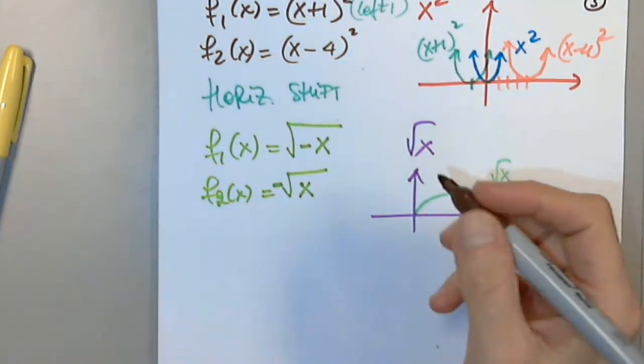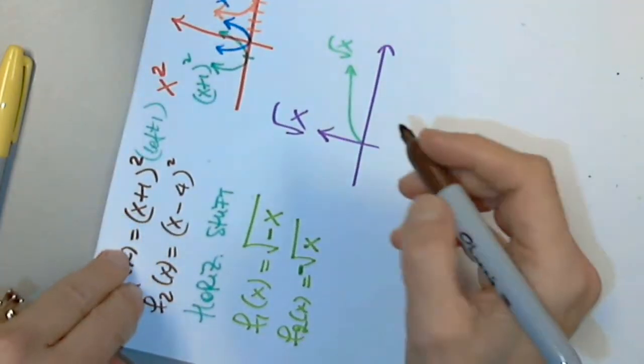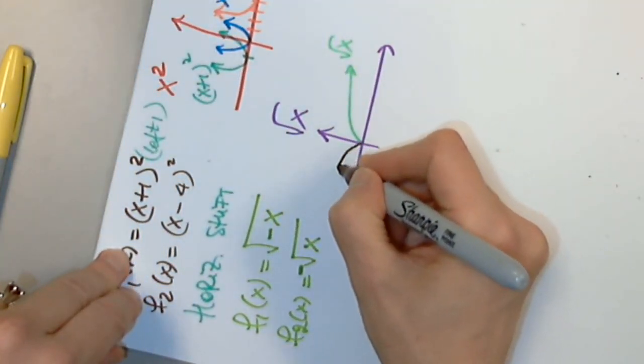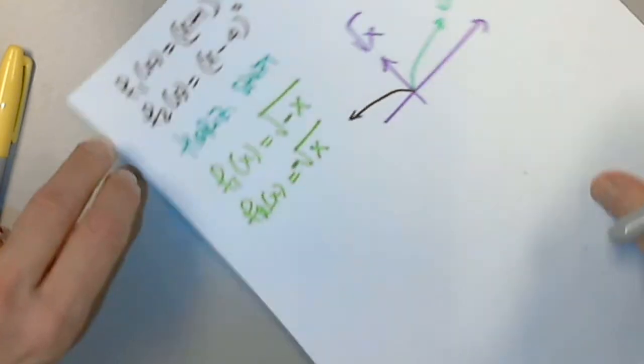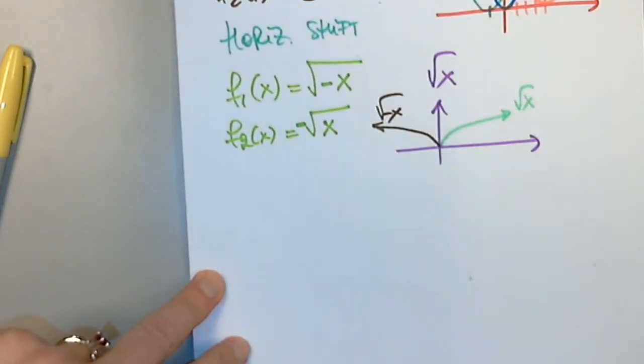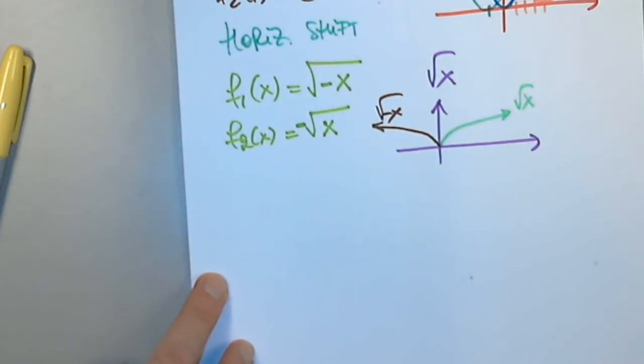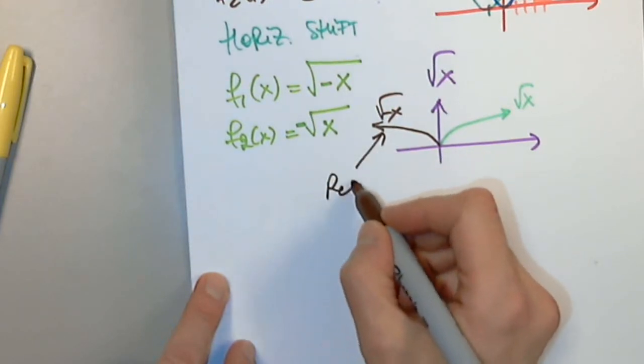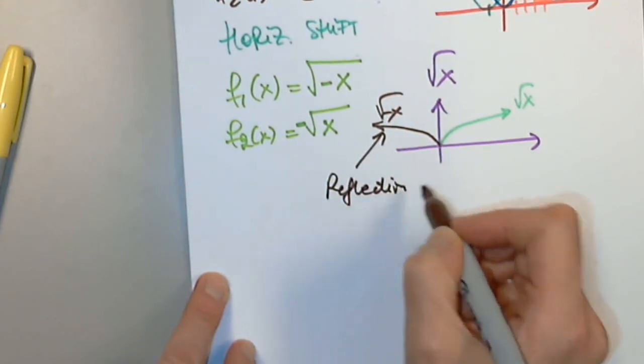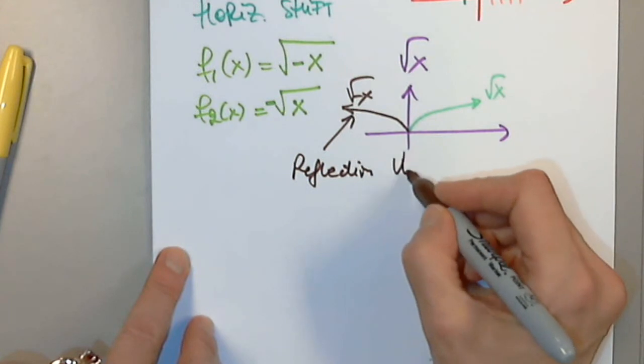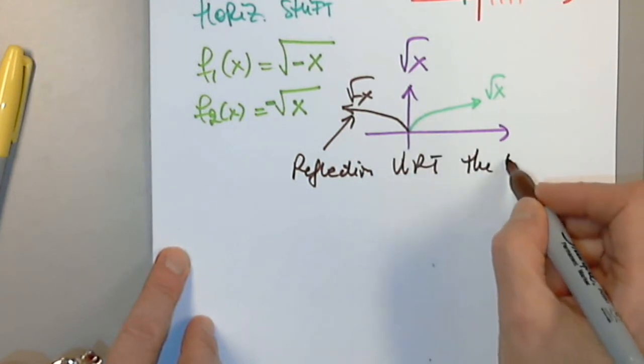That's it. So here's the graph. My graph is never absolutely perfect here. Don't even try. So this is the graph of the square root of -x. So this is a reflection with respect to the y-axis.